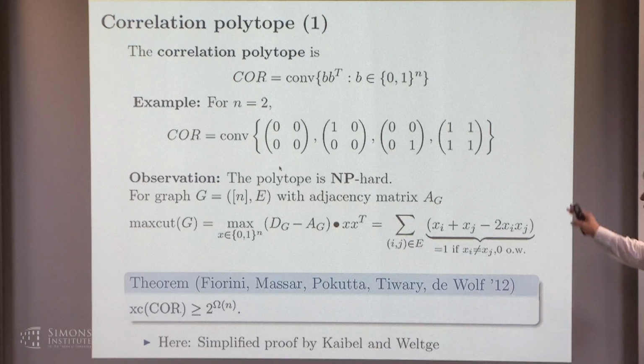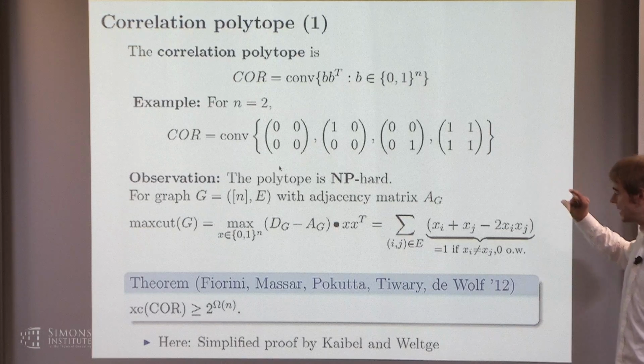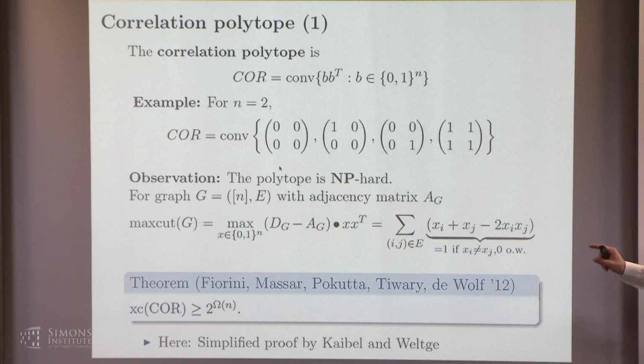The original proof worked slightly differently. I would like to show you a simplified combinatorial proof that was later found by Kaibel and Weltge. And that's one that one can even nicely teach in some optimization course. OK.